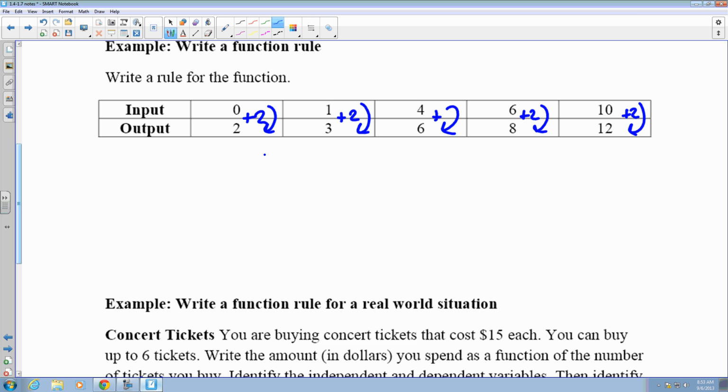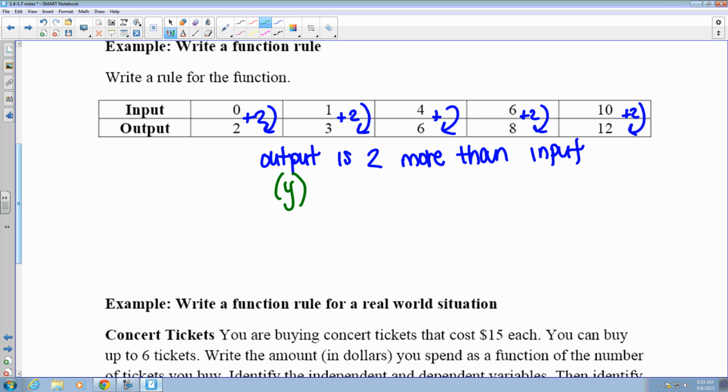So it looks like our rule is that the output is 2 more than the input. So if our output corresponds to the y and the input corresponds to the x, output is 2 more than the input. You could also have x plus 2 instead of 2 plus x. So that's our rule.